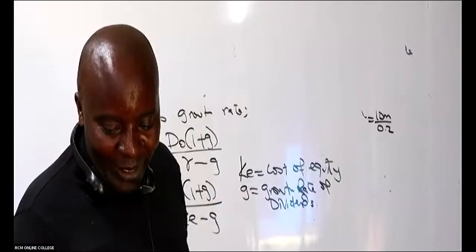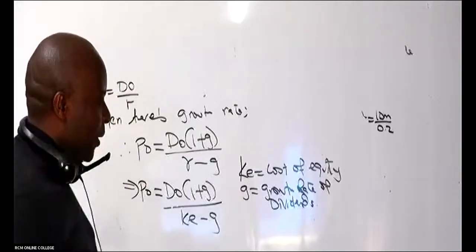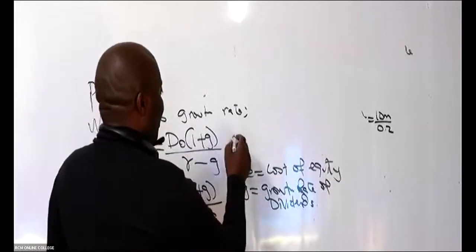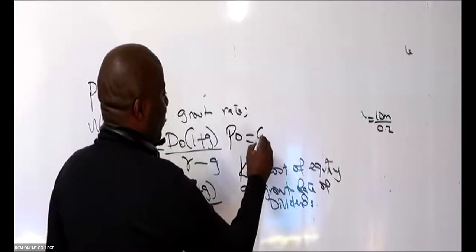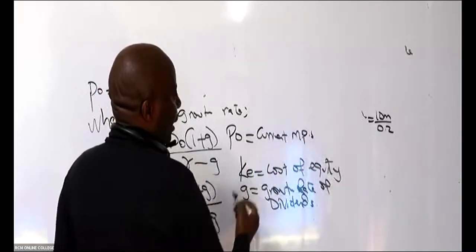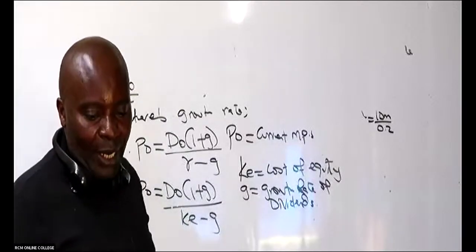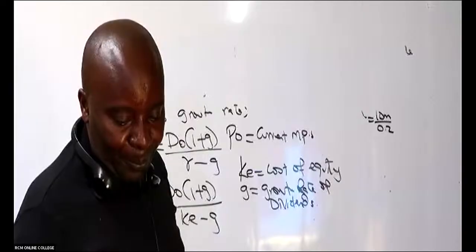Are you asking about P0? P0 is the current market price per share. Current market price per share. I had introduced it. Yeah, current market price per share.